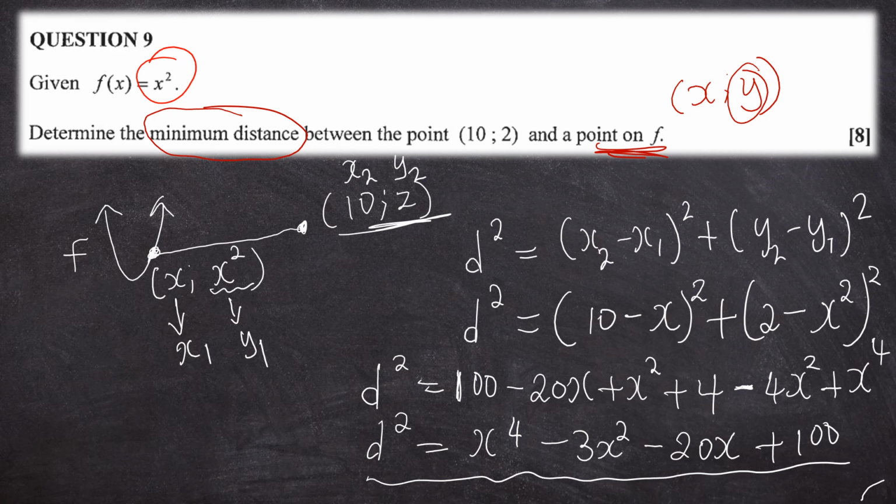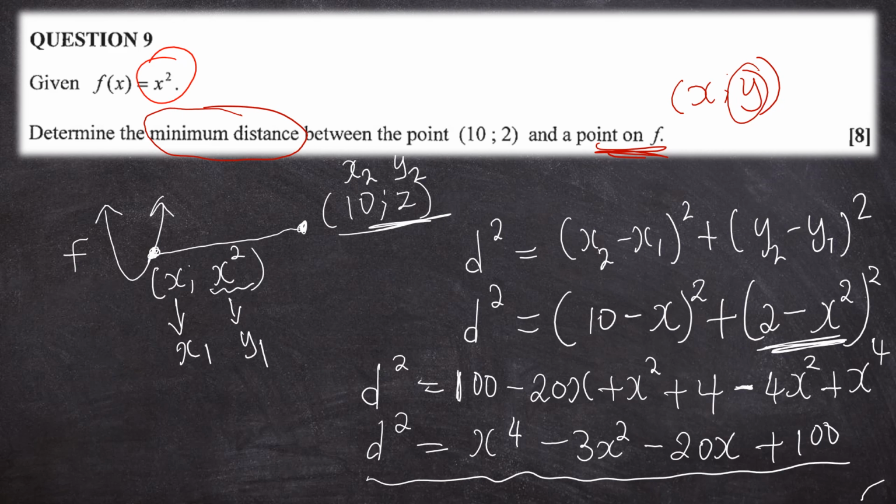Okay, so when we expand our (10 minus x) squared, it is going to be 100 minus 20x plus x squared. Then when we expand this one, it is going to be 4 minus 4x squared plus x exponent 4. Then when we group the like terms and add them together, our distance squared is equal to x exponent 4 minus 3x squared minus 20x plus 100. Okay, so we are done with step number 1.